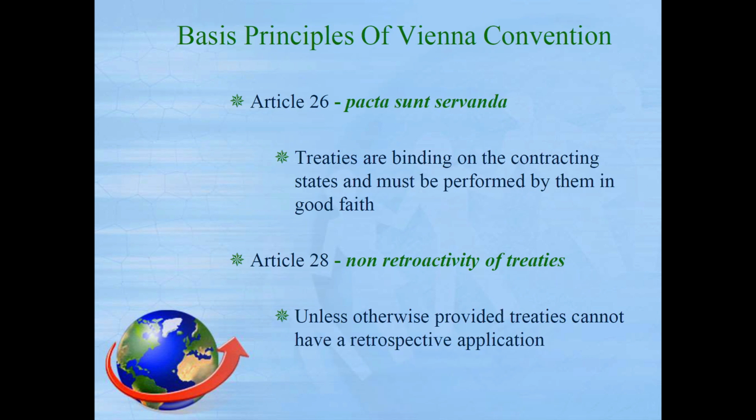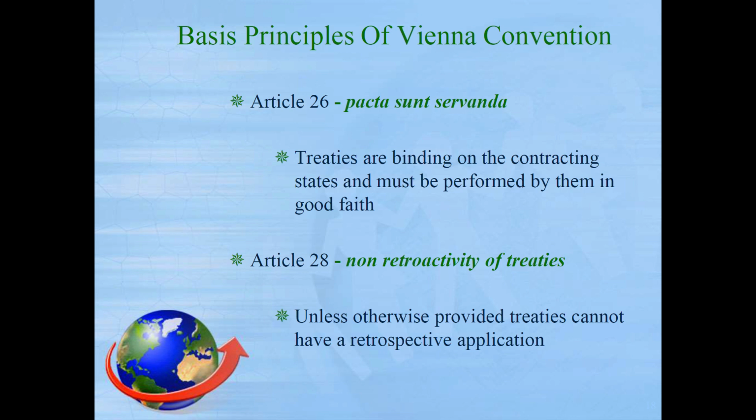Now, what are the basic principles of the Vienna Convention? We will start from Article 26, that is Pacta sunt servanda, which says treaties are binding on the contracting states and they must be performed in good faith. The treaties should be performed by the countries in good faith. They should act in an honest and prudent manner.